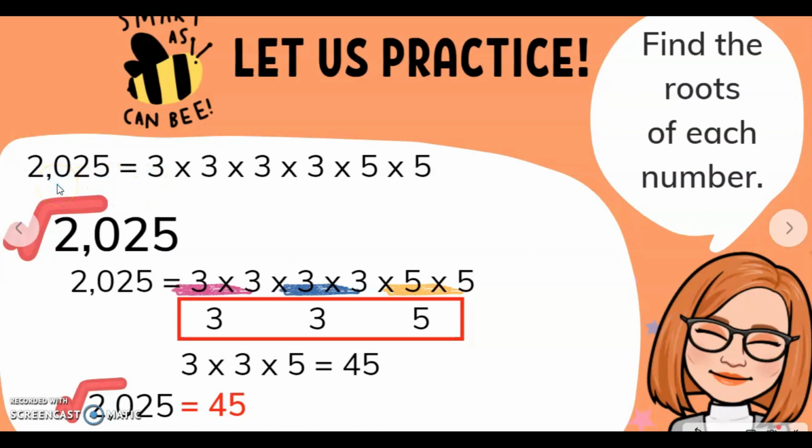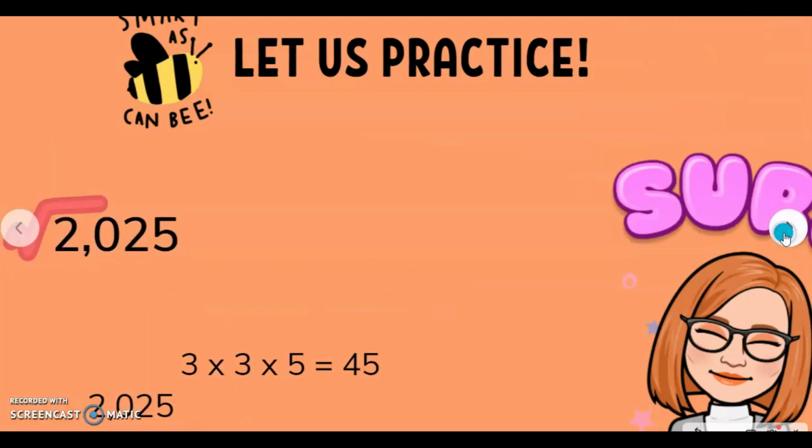First one, we have 2025, and these are its prime factors. Using its prime factors, we are going to group them by 2, and then we are going to get the roots of each pair. The roots are 3, 3, and 5. Lastly, we are going to multiply the roots. 3 times 3 times 5 is equal to 45. Therefore, the square root of 2025 is equal to 45.